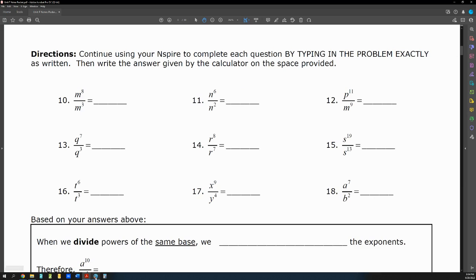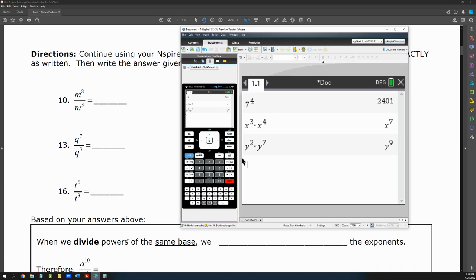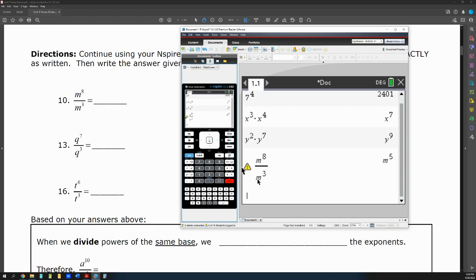We'll try a couple together. So for number 10, we have m to the 8th over m to the 3rd. To do this in the Inspire, I always like to do my fraction bar first, so I'll hit Control and Divide to get that fraction bar, and then I'm going to do m to the power 8, and then to get in the denominator, I'm going to hit the down arrow until I'm in the denominator, and then m to the 3rd, using that exponent key. Hitting enter, we have a simplified form m to the fifth.